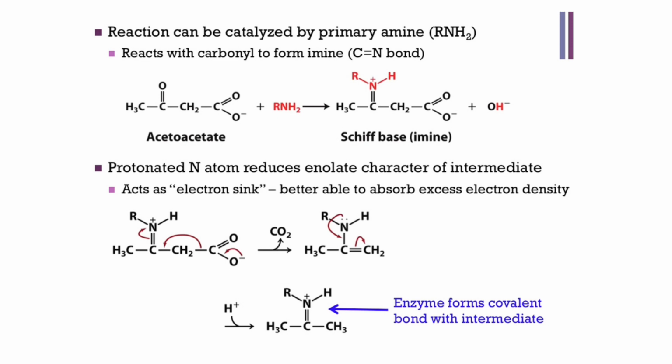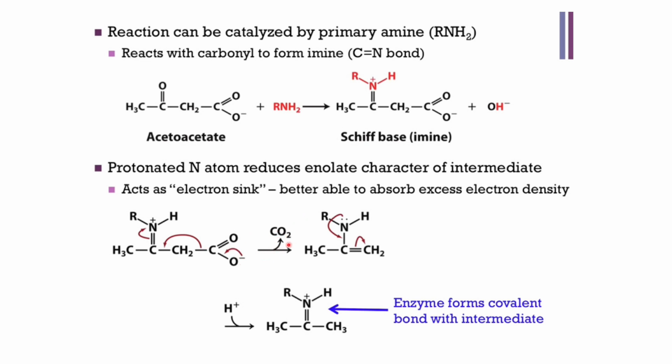Now let's get into a brief overview of the details of the reaction we just saw. Here a primary amine acts as the catalyst. R could be any side chain and NH2 is the amino terminal. RNH2 reacts with the carbonyl COO minus to form an imine, which is C double bond N. Here the RNH plus ion is covalently bound to the substrate and hydroxide is released. Here, the protonated nitrogen atom stabilizes the enolate of the intermediate. The COO minus here loses an electron and is released as CO2.